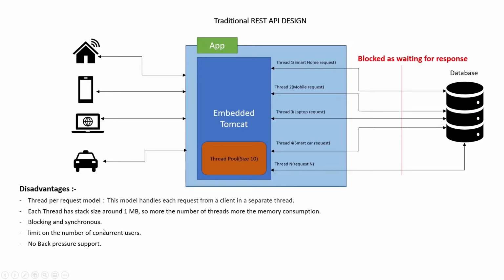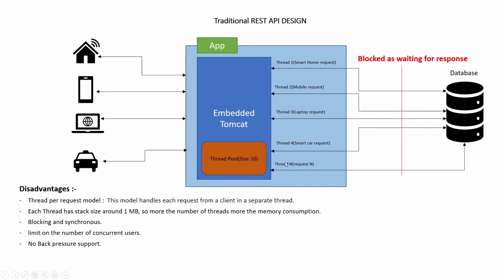Let's look at what the disadvantages are. The disadvantages are a thread per request model. One particular thread is responsible for one particular request. So for every request, there is one particular thread responsible. Which means if all the threads are utilized from the thread pool, there is no thread available to take the new request, and there are chances that the application will not be able to respond, right? As you might be aware, whenever a thread is created, a stack size is assigned to that particular thread. For each thread, there is a stack size, which is around 1 MB. So the more threads, the more memory consumption. Okay. And next one is blocking and synchronous.